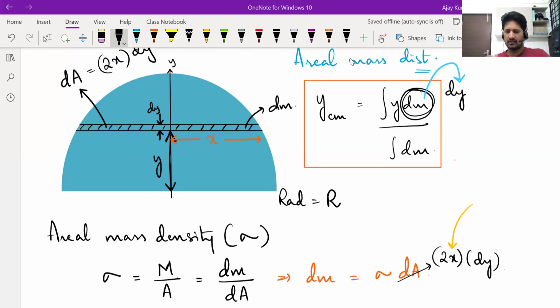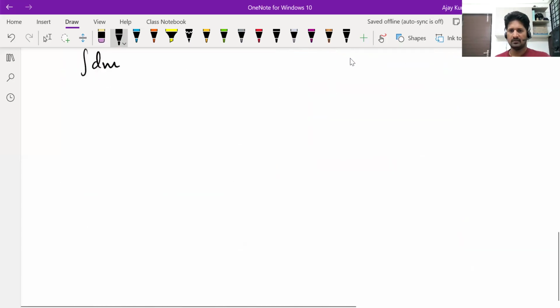Okay, let me repeat. I need a relation between x and y, which means I need an equation which consists of both x and y. Where r square equals x square plus y square. Good. Pythagoras theorem. Now, the distance from here to here is the radius. Now you clearly see a right angle triangle forming there. So r square is equal to x square plus y square. Okay, let's make use of that.